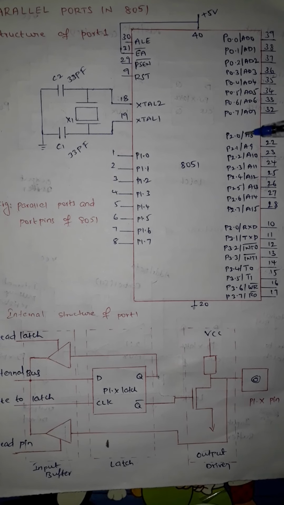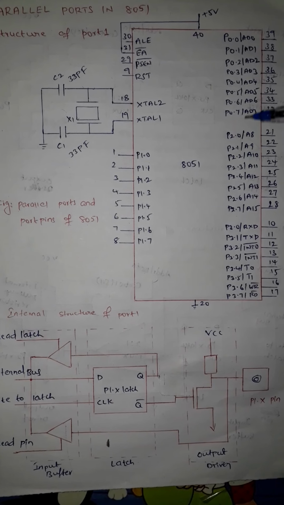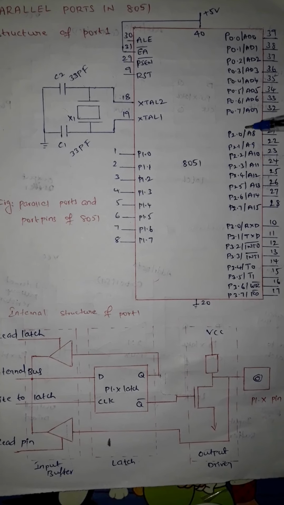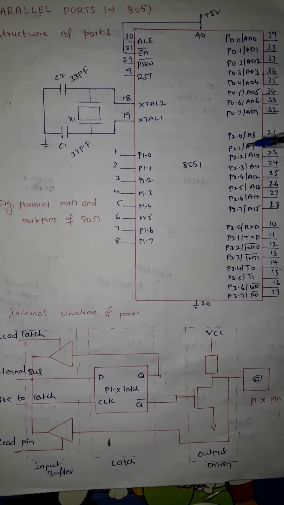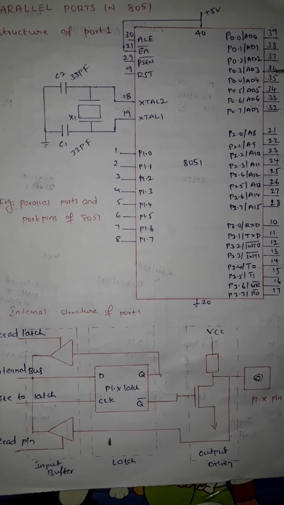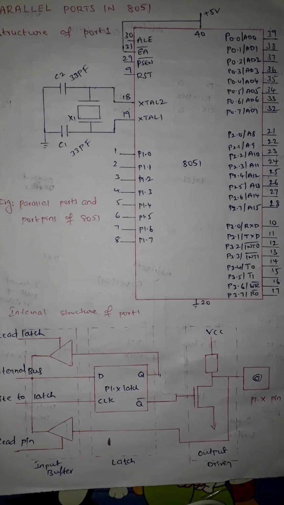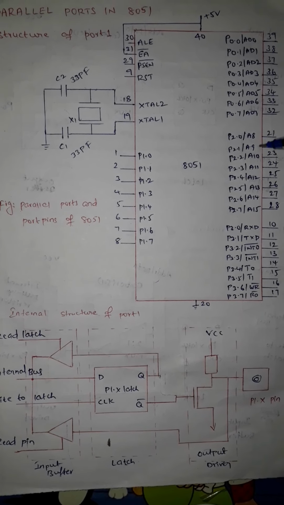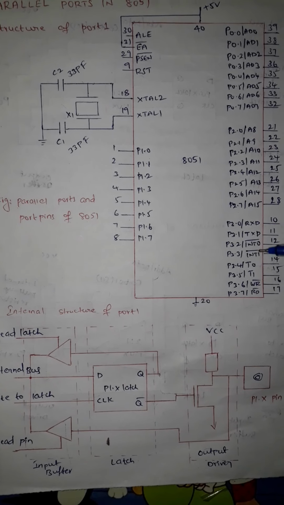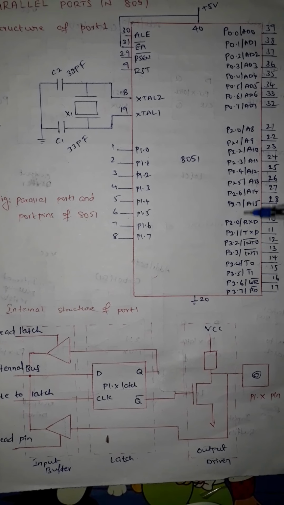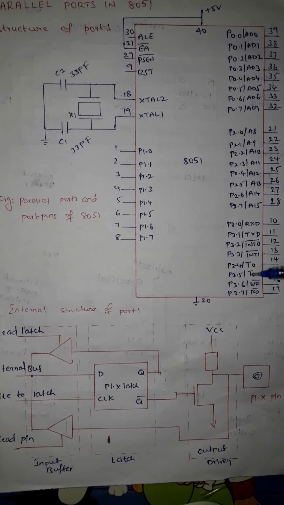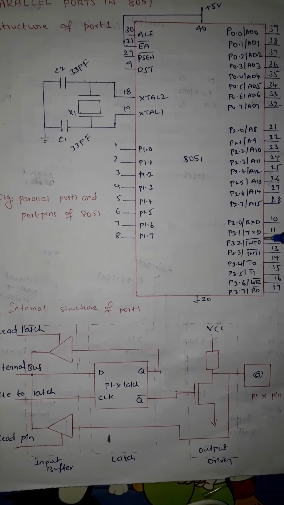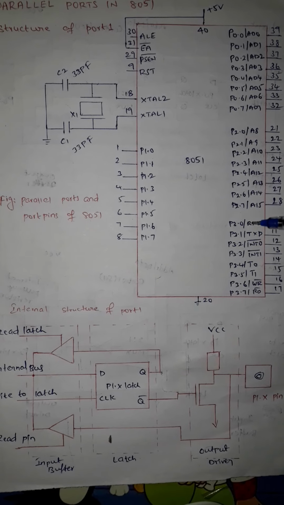And you can see port 2. Port 2 also acts as an IO port, and in addition to that it is used for the higher order address bus, that is A8 to A15. And port 3, that is P3.0 to P3.7, also has multiple functions.